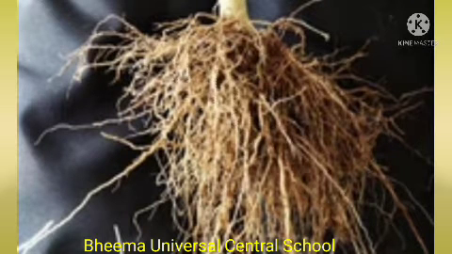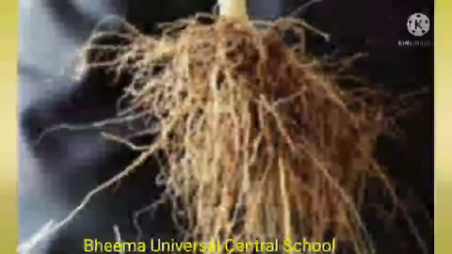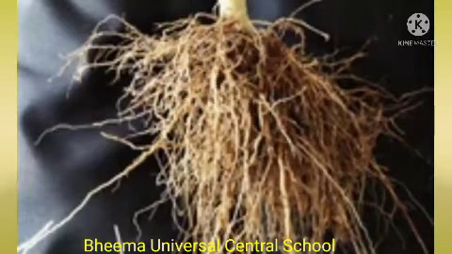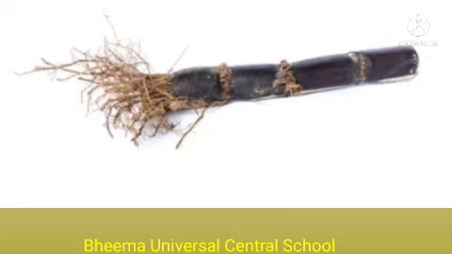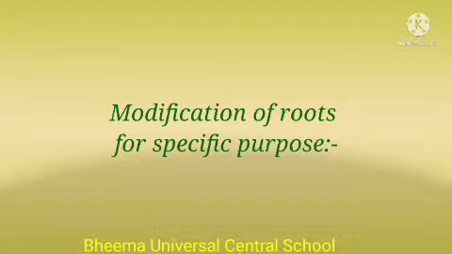Next is fibrous root. When thin and fiber-like roots grow from the base of the stem, it is called fibrous roots. These roots spread out in all directions but do not grow deeper into the soil. Tell me an example. Very good. Sugarcane.